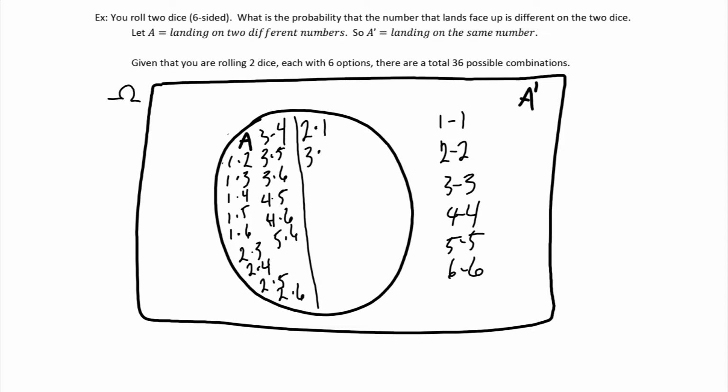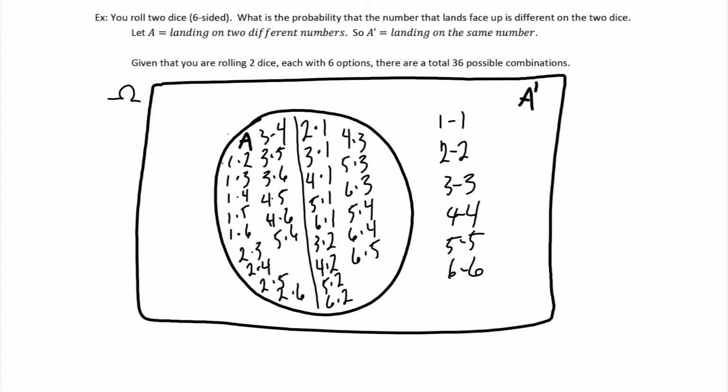2 and a 1, 3 and a 1, 4 and a 1, a 5 and a 1, 6 and a 1, a 3 and a 2, 4 and a 2, 5 and a 2, 6 and a 2, 4 and a 3, 5 and a 3, 6 and a 3, 5 and a 4, 6 and a 4, and 6 and a 5. So A has a set of 30 and the complement of A has a set of 6, which makes sense because there are 36 possible combinations. Each dice has 6 faces, and you have 2 dice, so 6 times 6 gives you 36 possible outcomes.